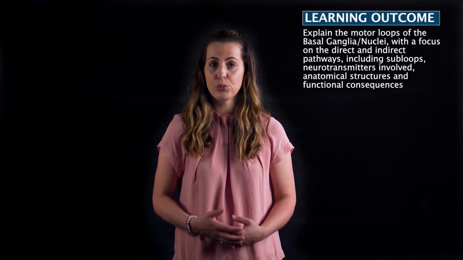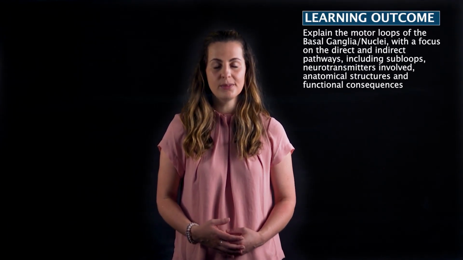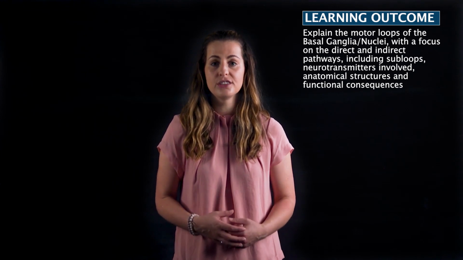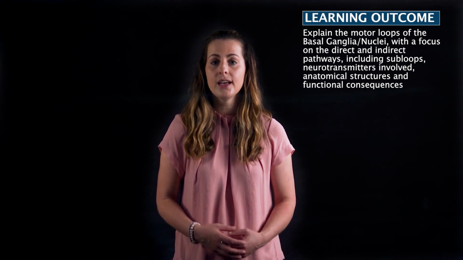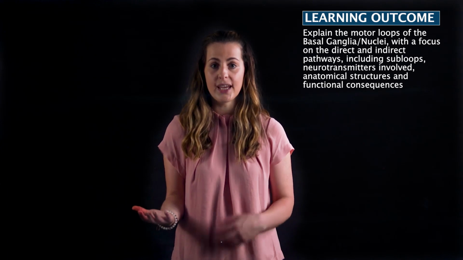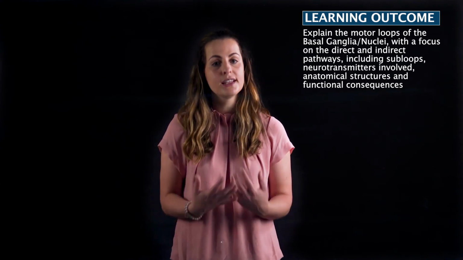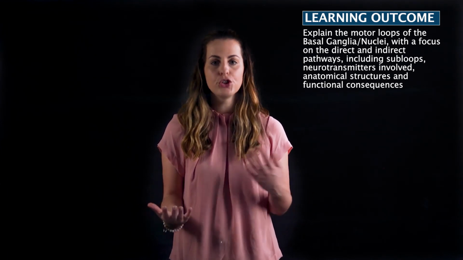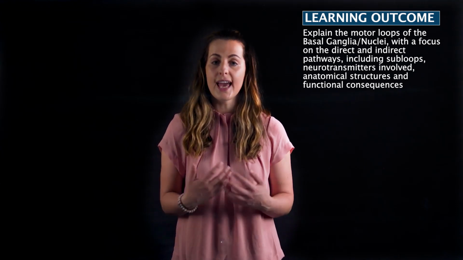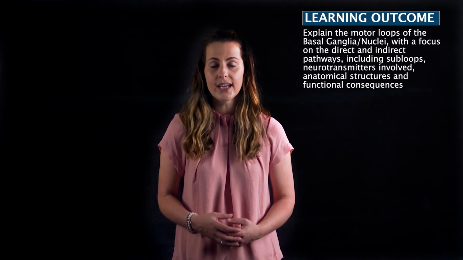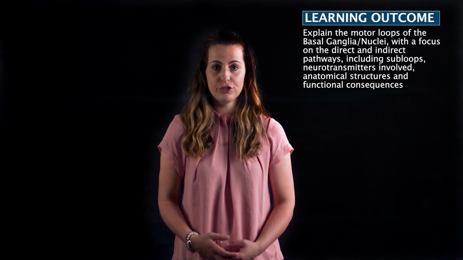At the end of this lightboard video, you should be able to explain the major motor loops associated with the basal ganglia, specifically the direct pathway and the indirect pathway. This includes their subloops, the neurotransmitters involved, the anatomical structures or nuclei, as well as the consequential movement.